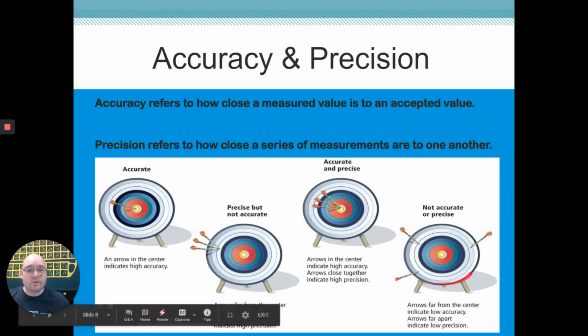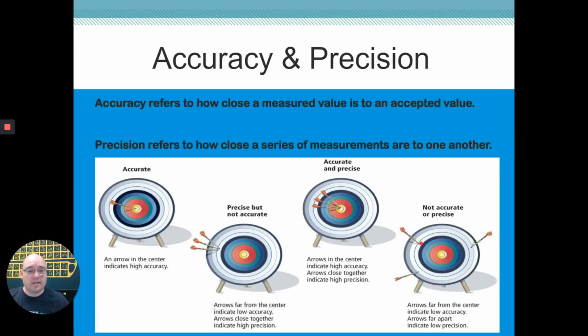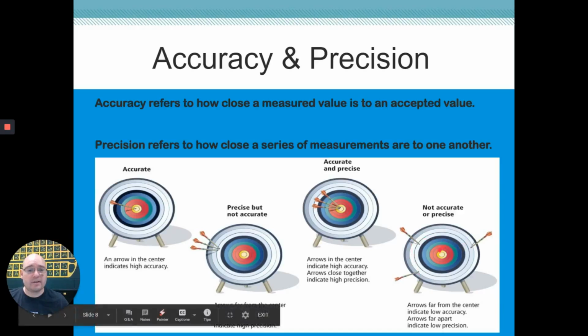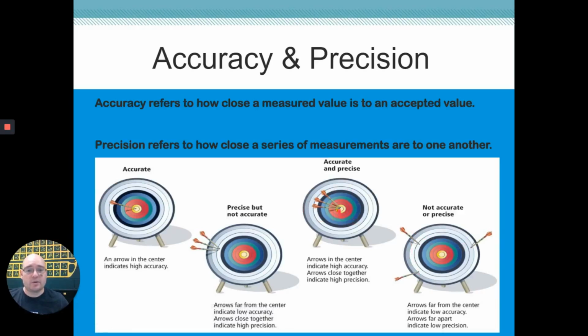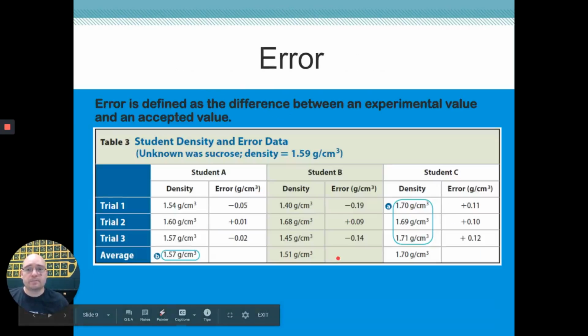Over here is what you really don't want. You do not want to have all of your data to be completely spread out and nowhere near the correct answer. But this is the ideal situation where you have everything that's right dead on target and all grouped together. You want to be accurate and precise. You want your measurements to all be relatively close together, and you want them to be relatively close to the correct value. So that is what accuracy and precision is.